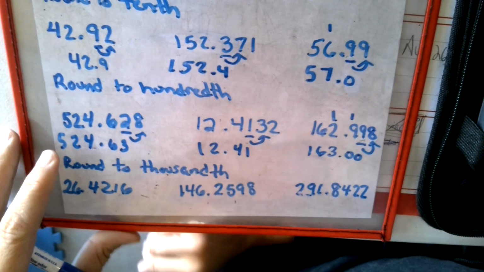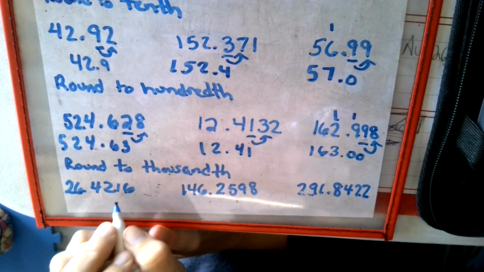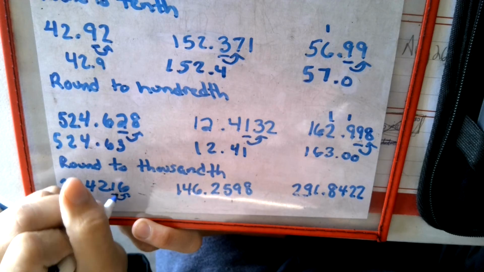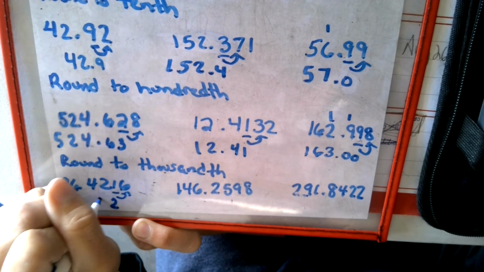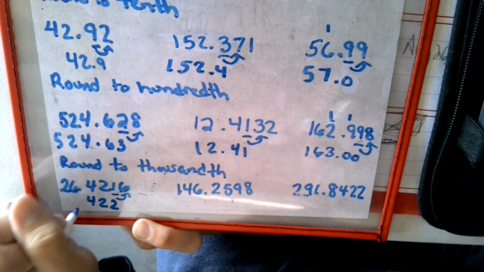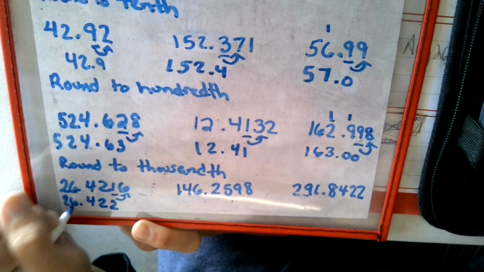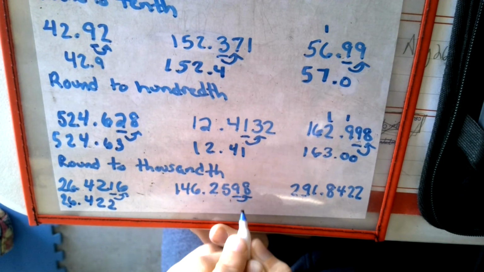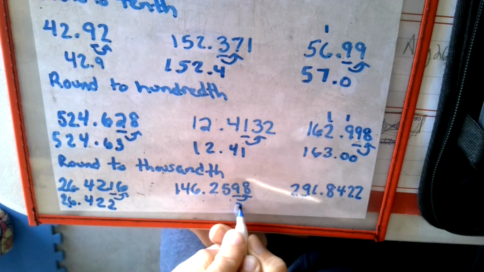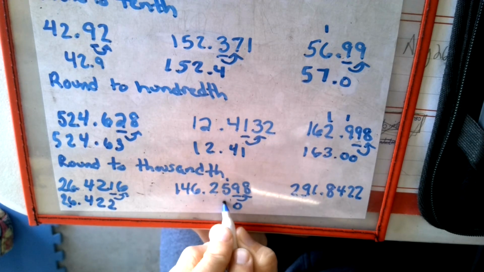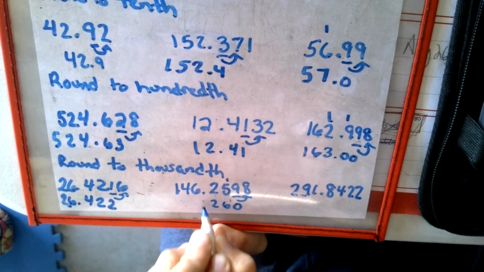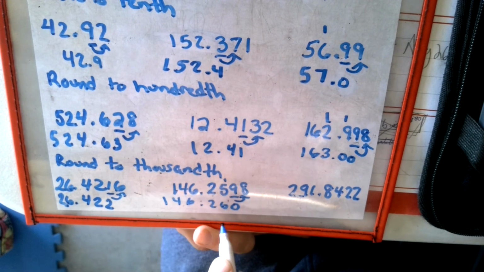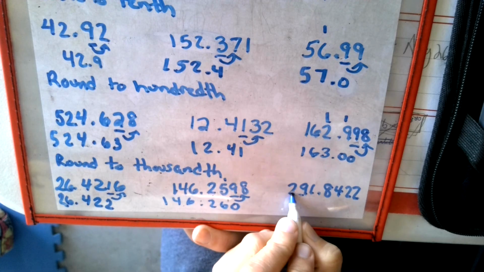Here we go. Now, nearest thousand. 1 looks to the 6 and says make me bigger. So the 1 becomes a 2. Everything in front of it stays the same. Tenths, hundredths, thousandths. 9 looks to the 8, says make me bigger. 9 becomes a 10. We carry the 1, that same little process, but we didn't have to go far with that carrying 1 issue. So 146 and 260 thousandths.